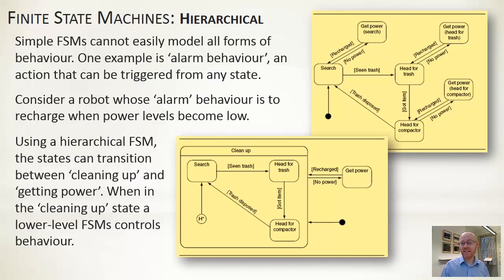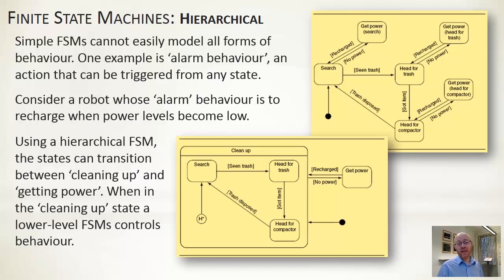So at the highest level, what we're saying here for the robot is it is either in the cleanup state or it is in the get power state. And any time that we need to get power, we'll go to the get power state. When we're finished, we'll go back to our cleanup state. In the cleanup state, we actually then have this internal FSM where we're searching or heading for trash or heading for the compactor. And this gives you a very elegant, very extensible and quite a capable way of representing more complex forms of behaviour.